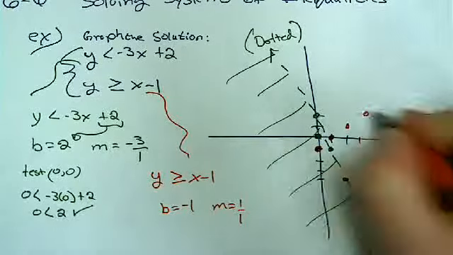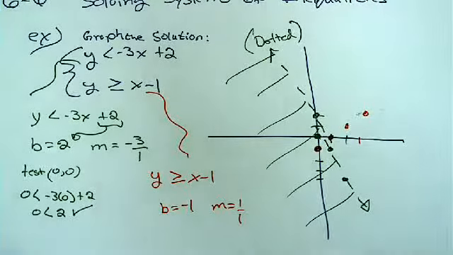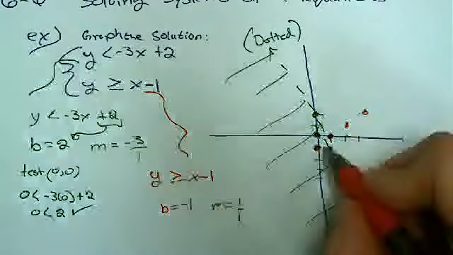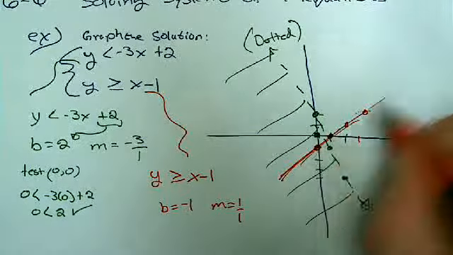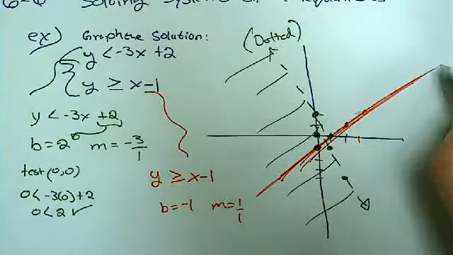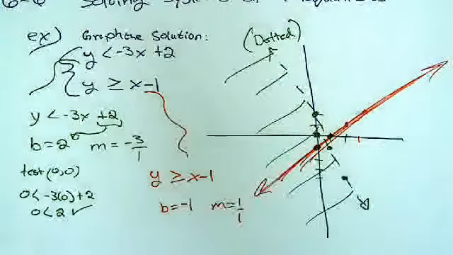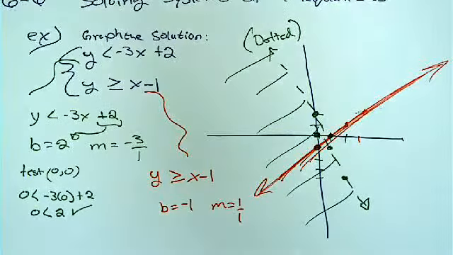Am I making a solid line or a dotted line for this one? Solid line, yep. What if the line goes through 0, 0? If it includes 0, 0, you're going to need some other test point. 1, 1 is a good one. 1, 0 is a good one. Anything like that will get the job done.